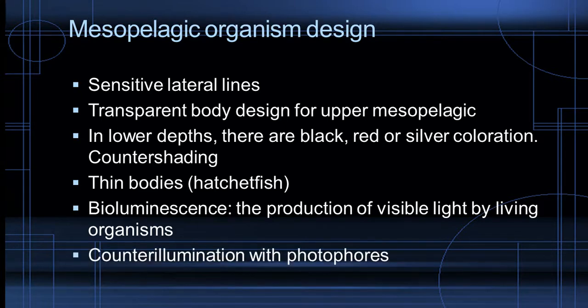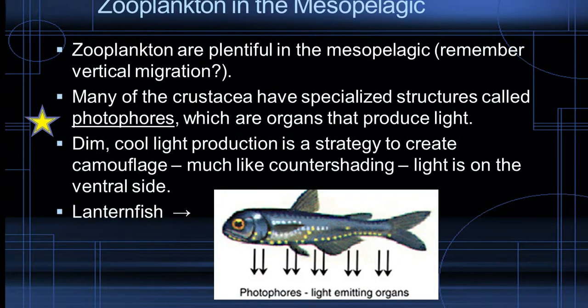And then their counter illumination they'll produce with photophores. That's your blank here in the middle of the page. You can wait on that one because I have a better explanation of that here in just a minute. Okay, so our zooplankton who are up here are obviously part of our food webs, right? So part of the eating strategies right here. They are plentiful in the mesopelagic because of vertical migration. Many are crustacea. We'll be looking at those in particular in a minute.